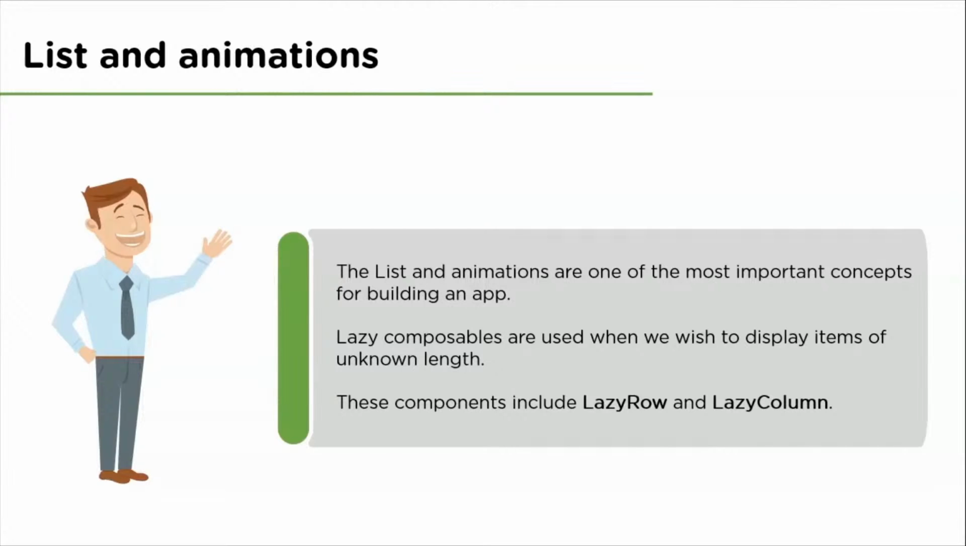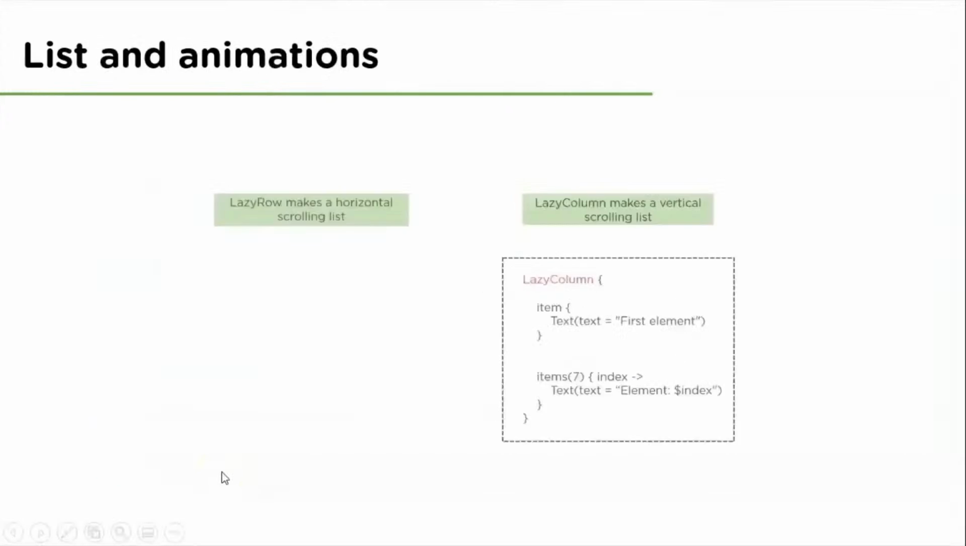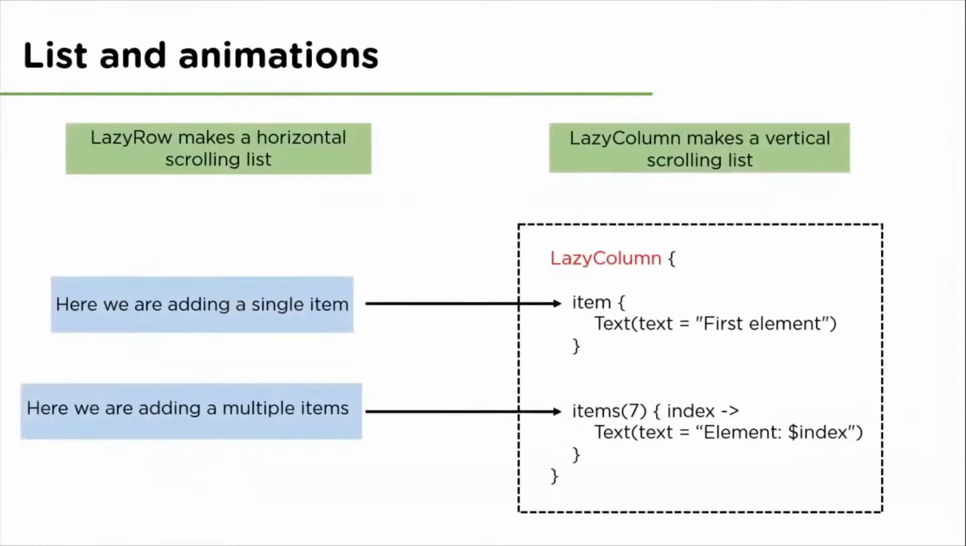In this example, lazy column is used. As we can see, here lazy column is used. That is a vertical scrolling list. And this is how we add elements or items. Here we are adding a single item, and here we are adding multiple items. With items, there is an integer 7, which means 7 items can be added.